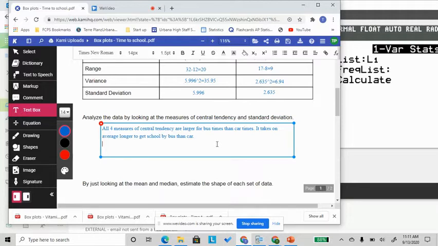So let's say, I don't know why my pen color changed, but we'll change it back. Oh, well, we'll leave it black.